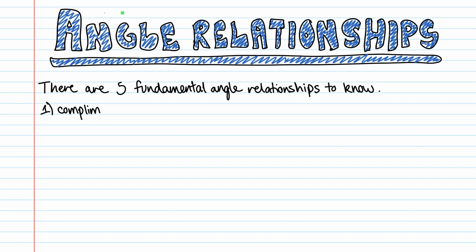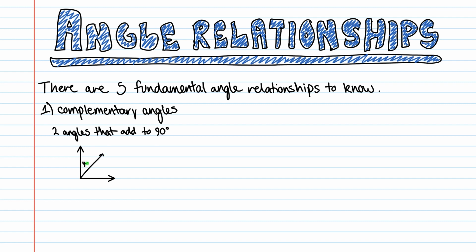The first one is complementary angles. This is where we have 2 angles that add to 90 degrees, otherwise known as a right angle. So here's an example of complementary angles. For example, if you had 40 degrees and 50 degrees, because 40 plus 50 would be 90 degrees.